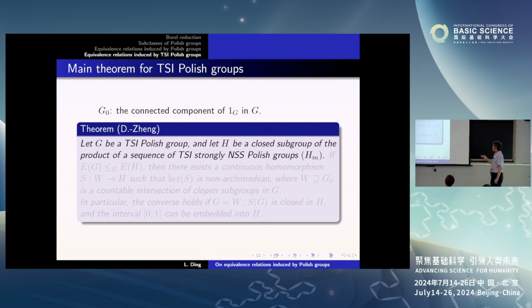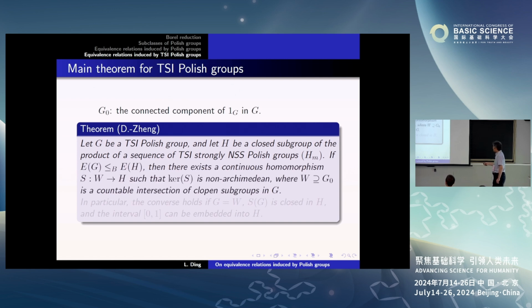Now, we get the main theorem for TSI Polish groups. Given a Polish group G, we use G0 to denote the connected component of the identity element in G. Then let G be TSI and H be a closed subgroup of the product of a sequence of H_m, where each H_m is TSI and strongly NSS. This condition is very, very complicated.